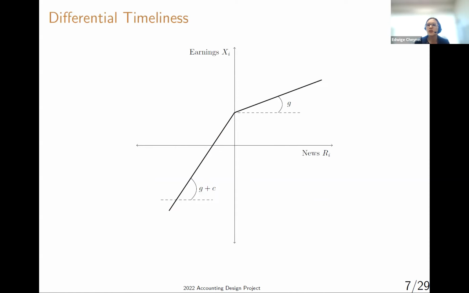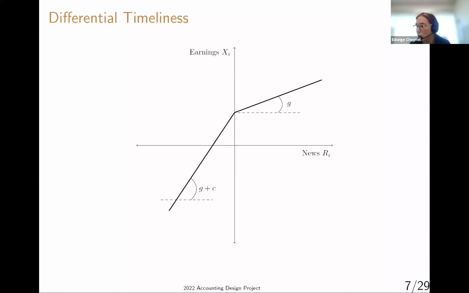Just as a reminder, though I think most of you know what we are going to talk about in terms of differential timeliness, this is this graph. On this graph, you observe that there is a stronger reaction of earnings to bad news. So earnings tend to be more negative when the news is bad. You have this structural break around the favorable news, and this is what we refer to as the differential timeliness.